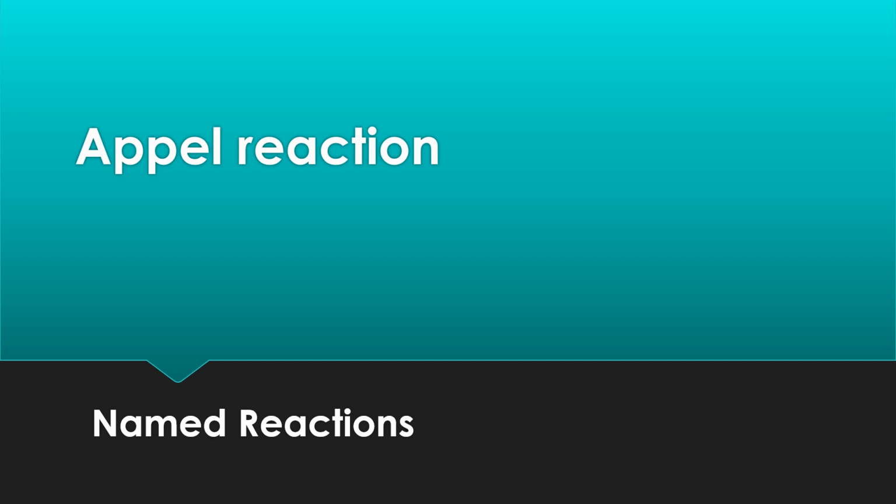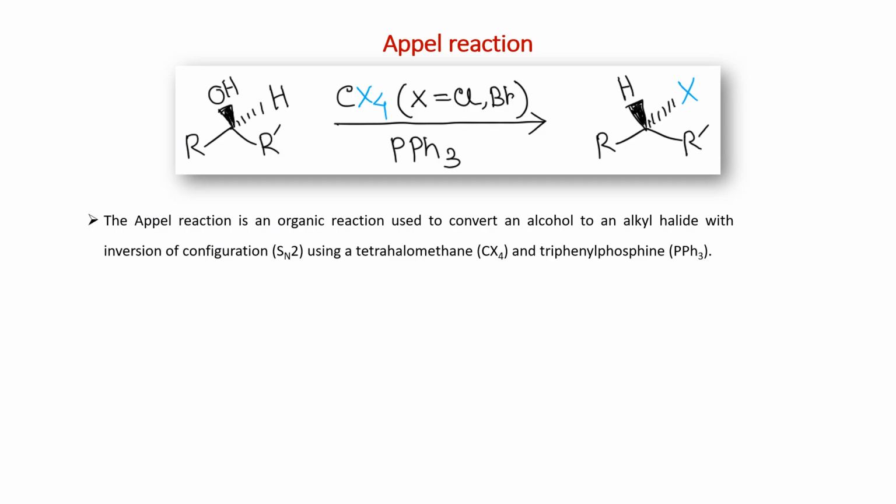Everyone. So in this video I am going to discuss the Appel reaction and its important features. So Appel reaction, as you can see, this is the general scheme. Here we have taken alcohol. So this is the alcohol, and in the presence of CX4 where X may be Cl or Br, so this is basically tetrahalomethane, we are getting this OH group substituted by this halogen.